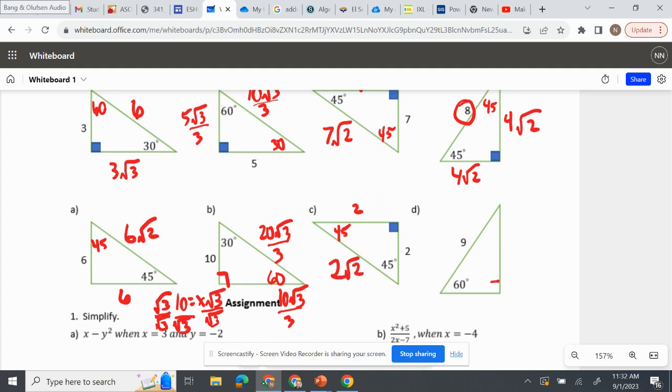Now here, we have our 90-degree side. So we know that our 30-degree side is half of it. That would be 9 halves, or 4.5. And then the 60-degree side would be 9 rad 3 over 2.